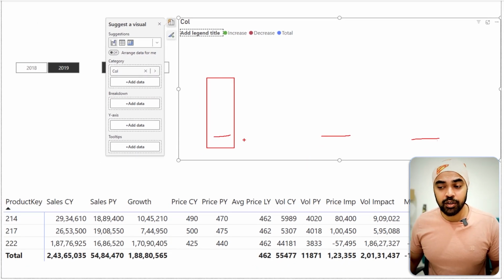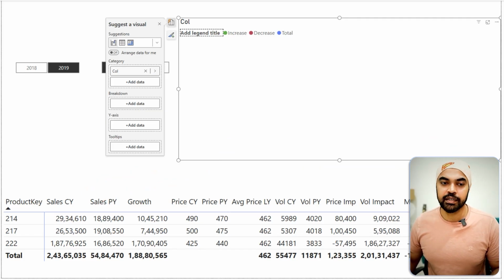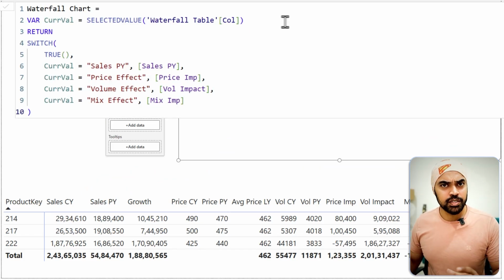And we have already got the calculations. That means we have the sales of the previous year, the sales of the current year that goes right here, and all of the other calculations as well. But we need to place those calculations right here. So I'm going to go ahead and start to write another calculation. And my calculation looks something like this.